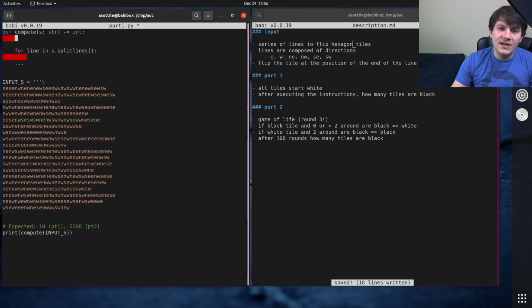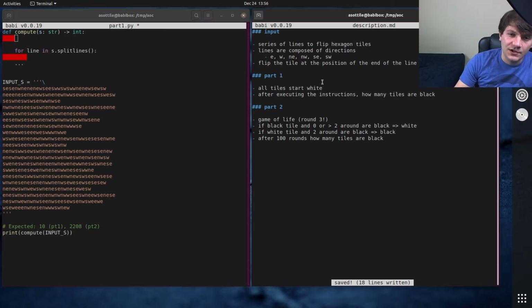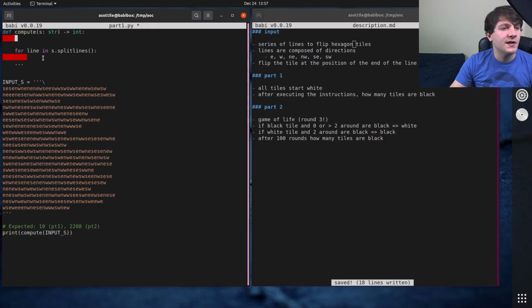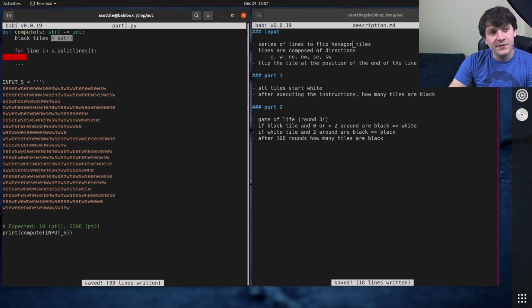We need to represent the colors of the tiles, and for part 1, they all start white, and after executing the instructions, we have to figure out how many are black. Each of these lines is going to mark one tile. It's not necessarily going to mark it as black, it's going to flip it. So I decided to represent the tiles as a set where I'm just recording the black tiles, because you can just assume every other tile is white, and so we only care about the black tiles. So I had black tiles equals a set, and I was going to populate this set as we went along.